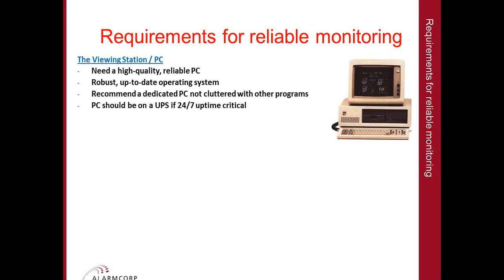Now, the PC should be on a UPS if we need 24/7 uptime. And while we are in Australia and power failures are not very common, they do nevertheless happen. Whether it's because of thunder or whether there's been an accident and a driver has taken out the local transformer up on a power pole. These things can happen.